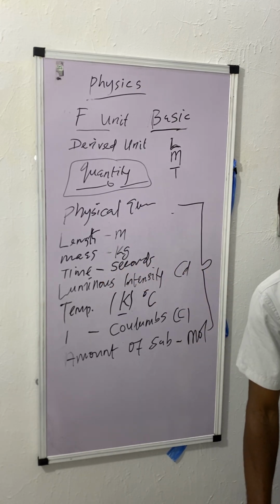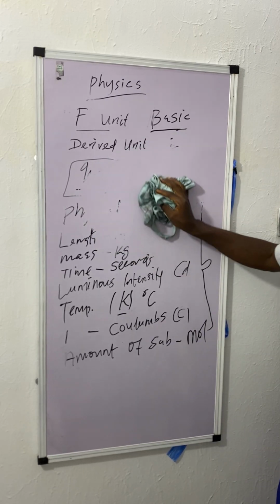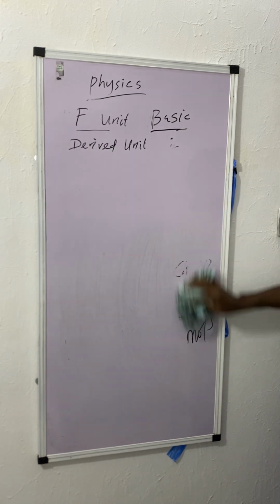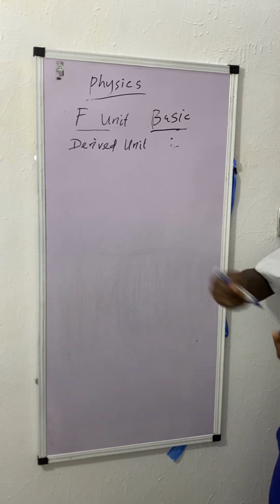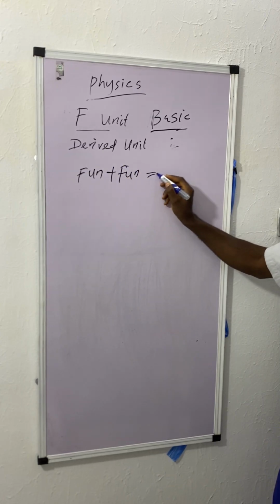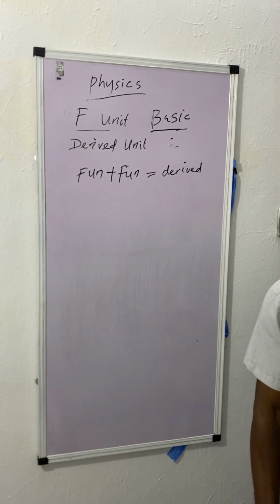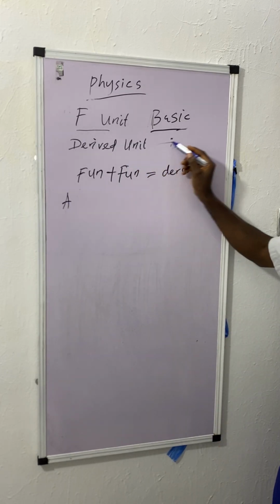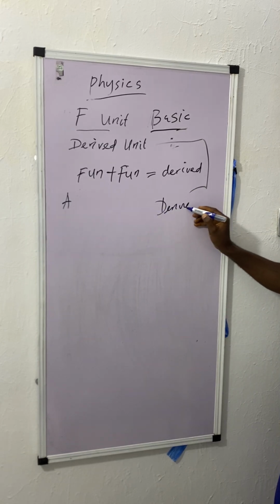Now, let's look at derived units. Like we said before, after looking at fundamental units, derived units are the units that are gotten from the combination of fundamental units. When you combine some fundamental units, you get derived units. So fundamental plus fundamental gives you what? Derived. As easy as A, B, C, D. It's very easy. Remember, the derived unit is used in the measurement of derived quantities.